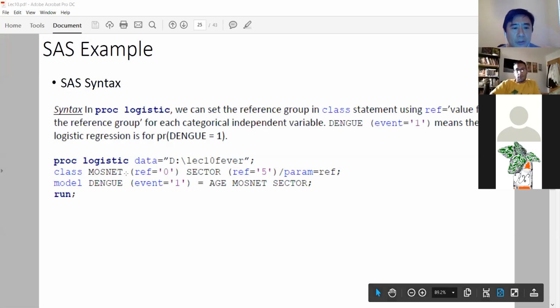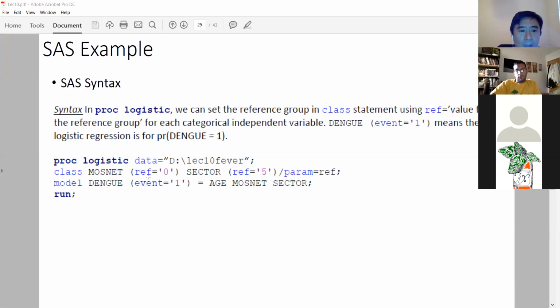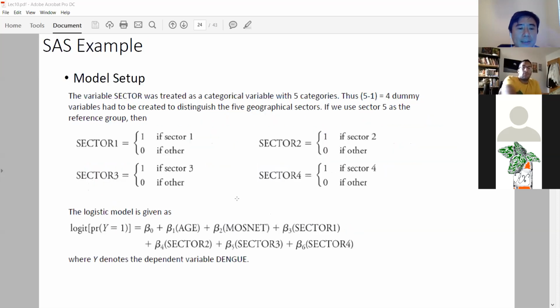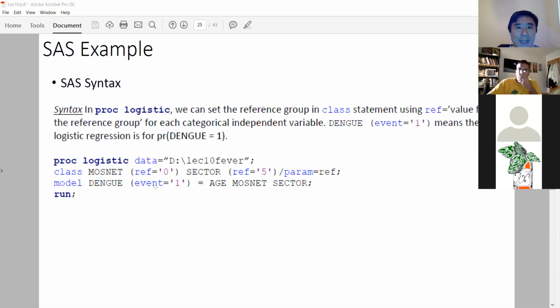Yeah, and this is for the multiple logistic regression. We have mosquito net using and the sector and also age as the predictor variables, but mosquito net using and the sector are categorical variables, and age is the continuous variable. And the other thing is to specify the event. The variable does not have to be 0 and 1. If you have 1 and 2, in this example dengue fever is 1 and 2, where 2 means no and 1 means yes, this is the way you specify the event.